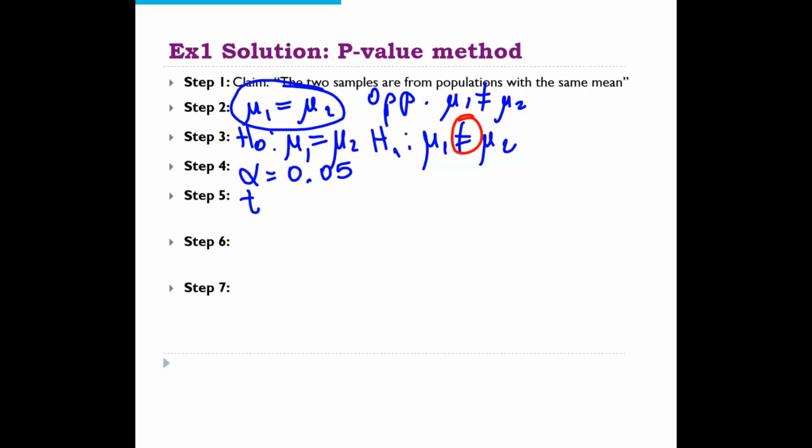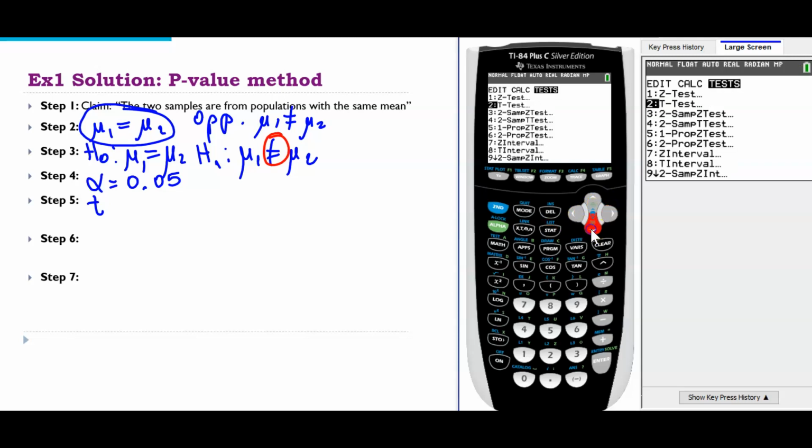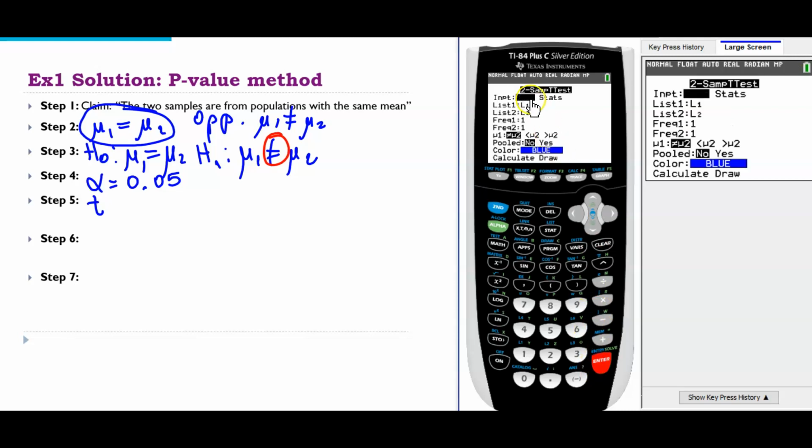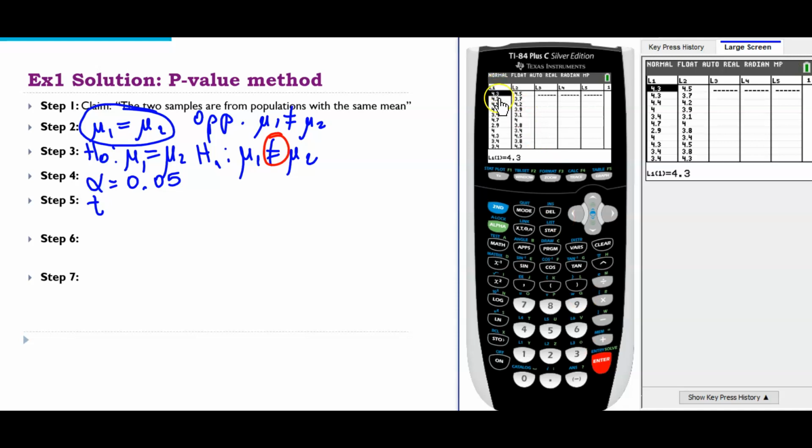Let's do it on the graphing calculator first. We can test the claim about population mean by going to Stat, Test, two-sample t-test. Now we have two choices. We can either use data or use stats. Because we have data given for the two samples, we need to input the data. So go back to Stat, Edit, click Edit again, and enter the data from our sample.